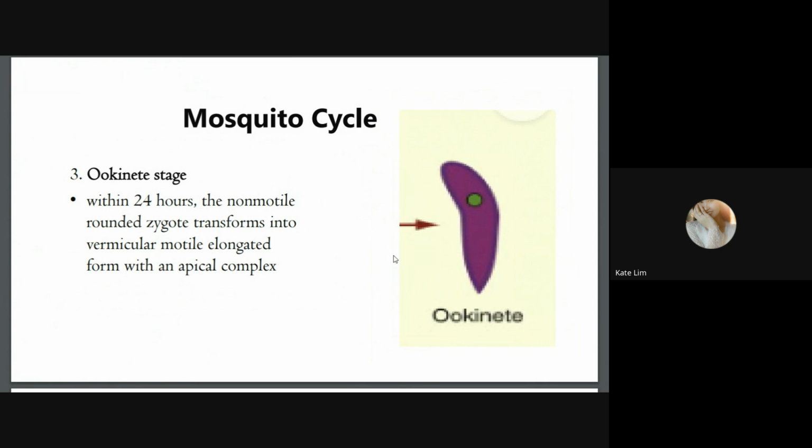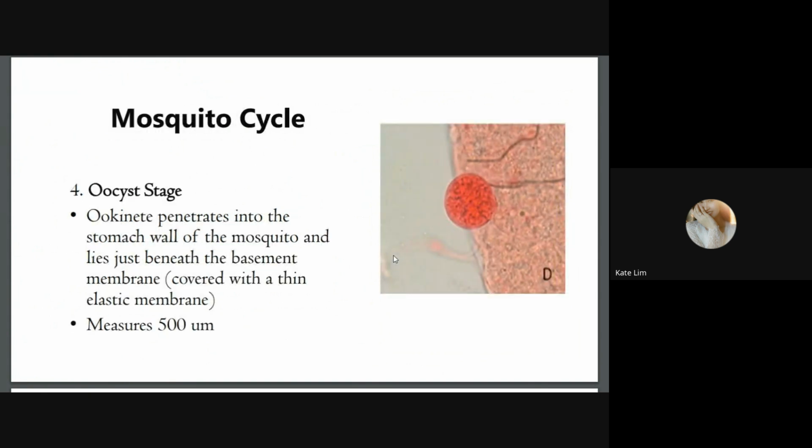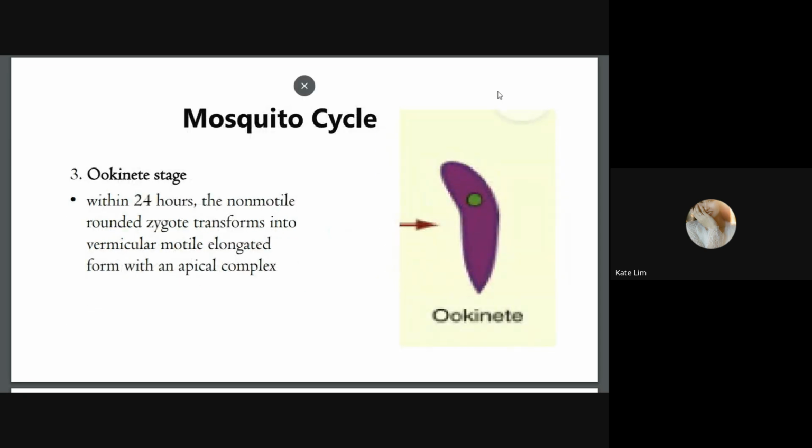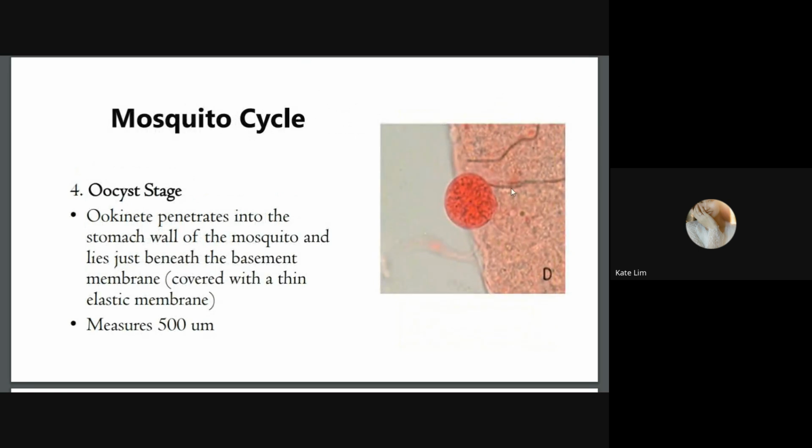So what will happen? Your ookinete right here would actively travel through the mosquito's midgut wall using its motility, since it is already motile, to reach the basement membrane. So this is the membrane. When it reaches the basement membrane, it penetrates to the stomach wall, and it would now cover itself with a very thin elastic membrane, forming an oocyst.